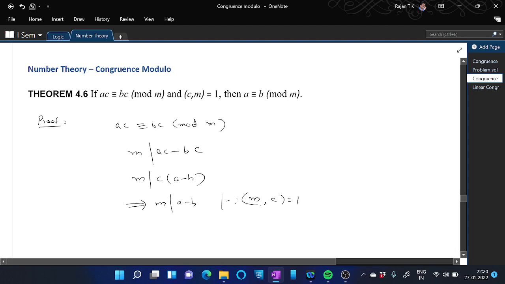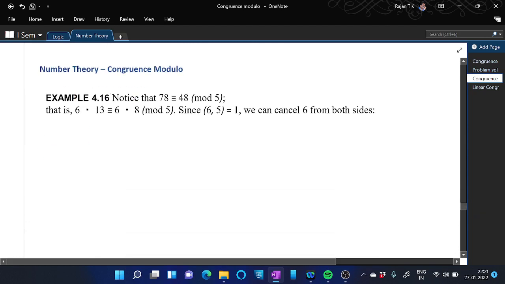That is, GCD of M and C is 1. M and C are relatively prime. M can only divide A minus B. That is, M divides A minus B means, that is, A minus B is equal to some K times M for some K. That means A is congruent to B mod M. So if AC is congruent to BC mod M and C is such that C and M are relatively prime, then A is congruent to B mod M.